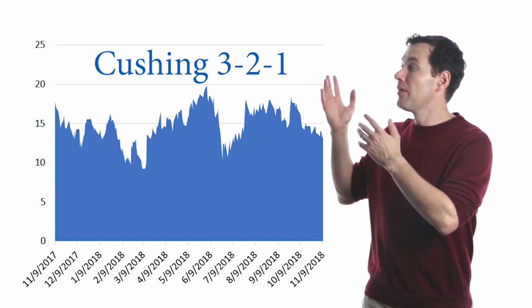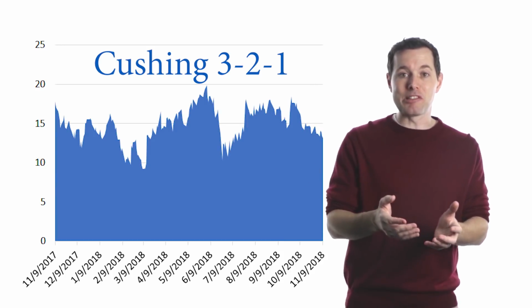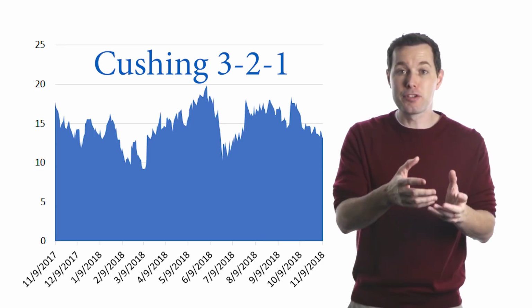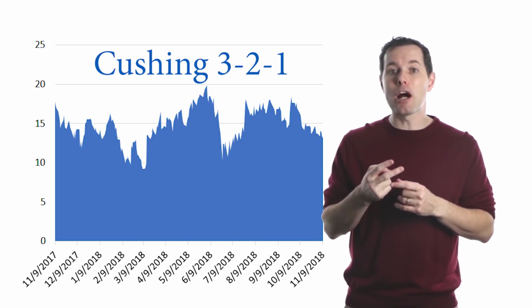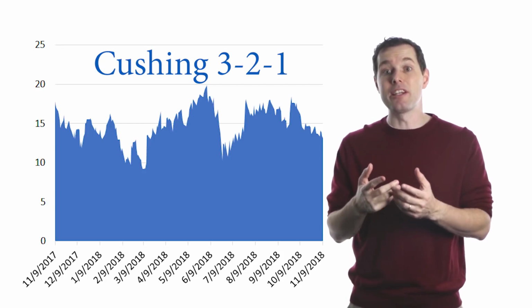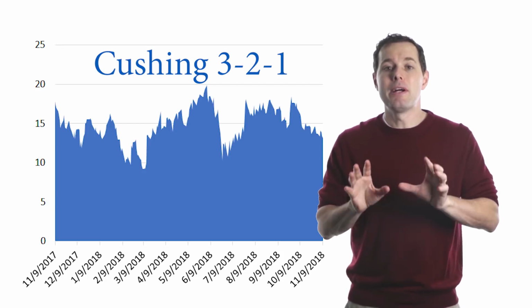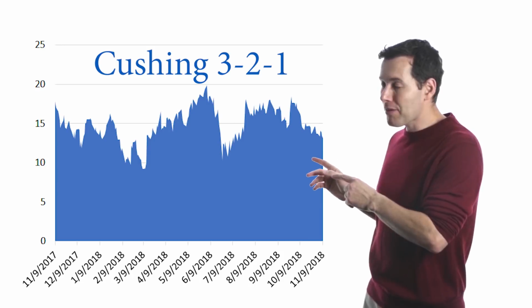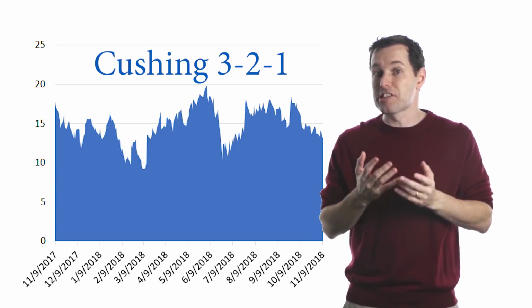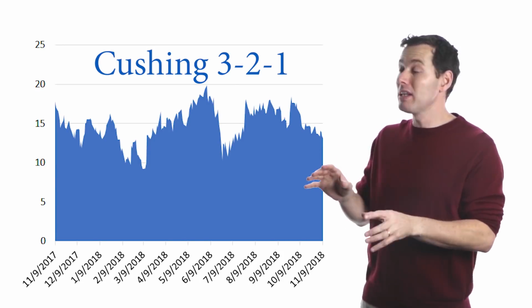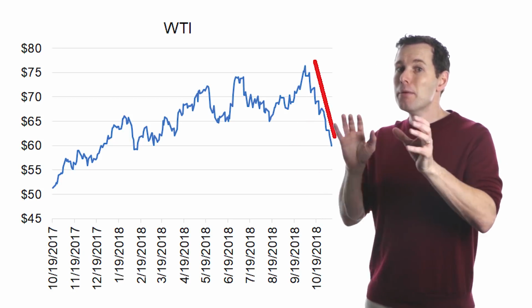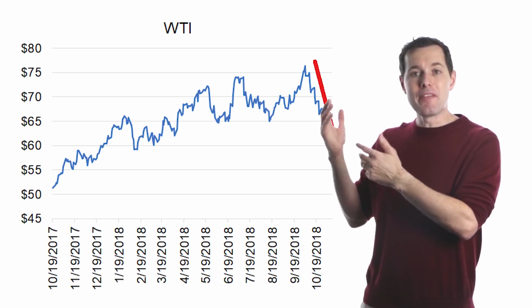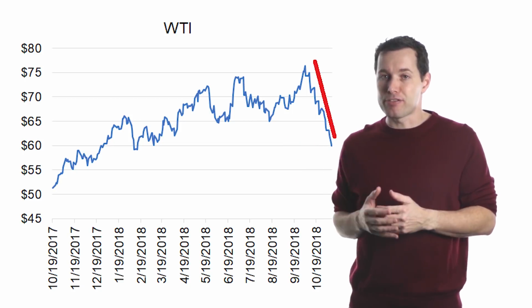But in this example, the 3-2-1 crack spread assumes that for every 3 barrels of crude oil brought into the refinery, 2 barrels of gasoline are produced and 1 barrel of distillate is produced. To sum it up, the higher the crack spread, the higher profit margins should be. Okay, so now we know oil has been on a steady decline recently. The crack spread has pulled back a little bit, but overall it still appears to be in the same general area it has been over the past few years.